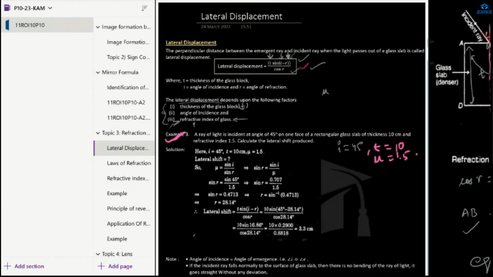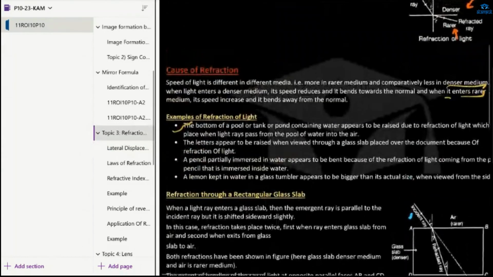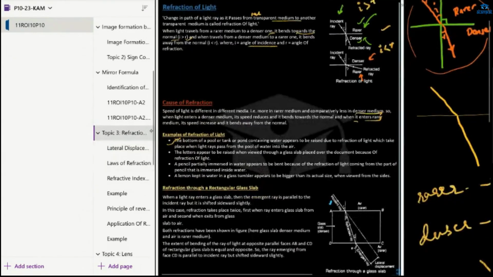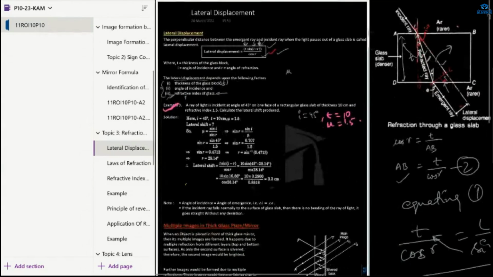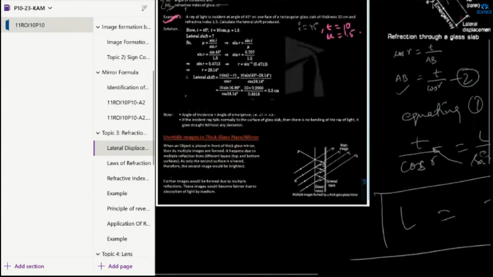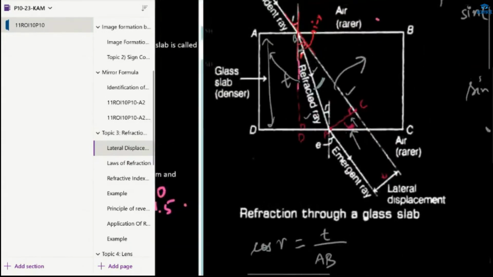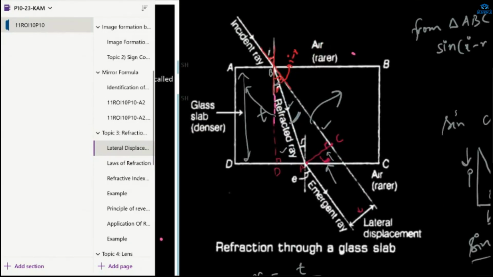This is what you are talking about, right? Refraction, and after this, lateral displacement. So what is lateral displacement? Something like a ray is passing, an incident ray has come. Okay, can you see this diagram?